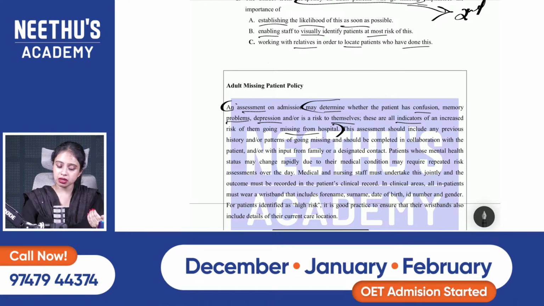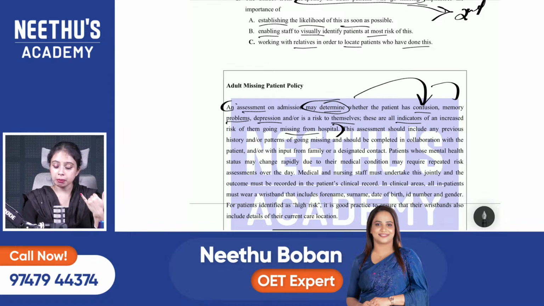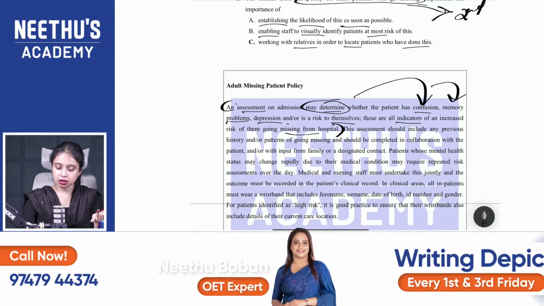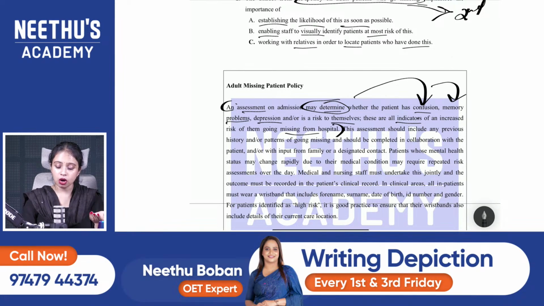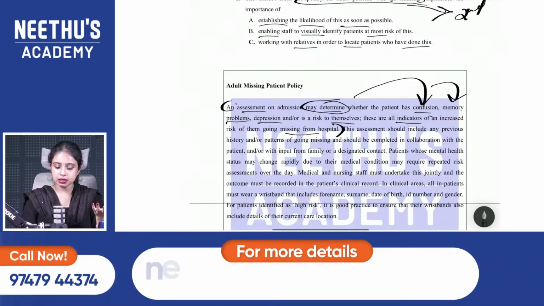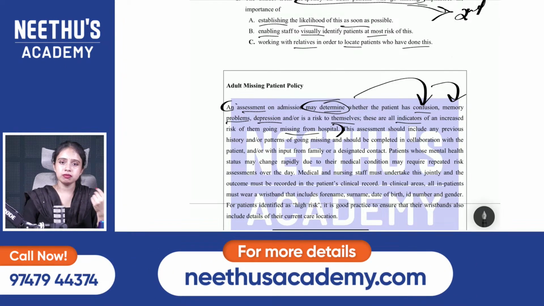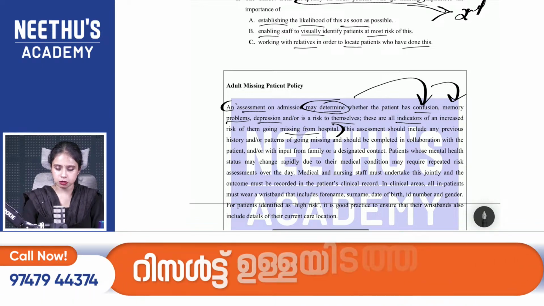We are determining whether the patient has confusion, and whether the memory problems are there, depression or risk to themselves. They are all indicators, or they are all symptoms of increased risk of them, which maybe they can go missing from the hospital.